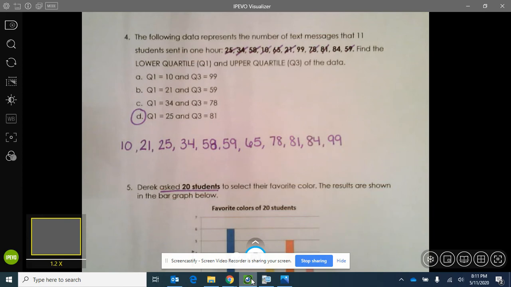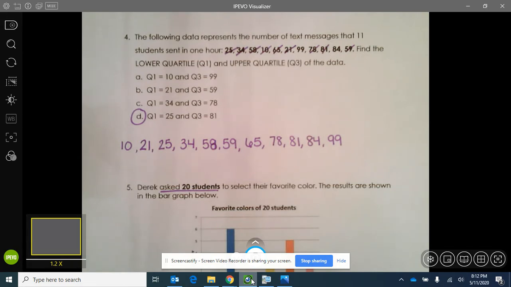Welcome back. Let's finish up going over questions 4 and 5 from that check for understanding form that you just completed on box and whisker plots and bar graphs. So let's take a look at question 4. It says the following data represents the number of text messages that 11 students sent in 1 hour. So they give us the data. Find the lower quartile and the upper quartile, so Q1 and Q3.